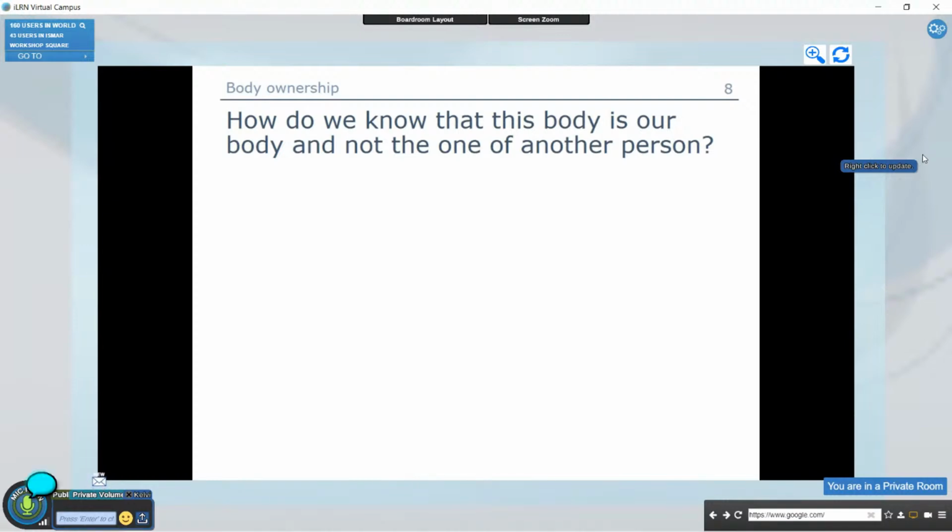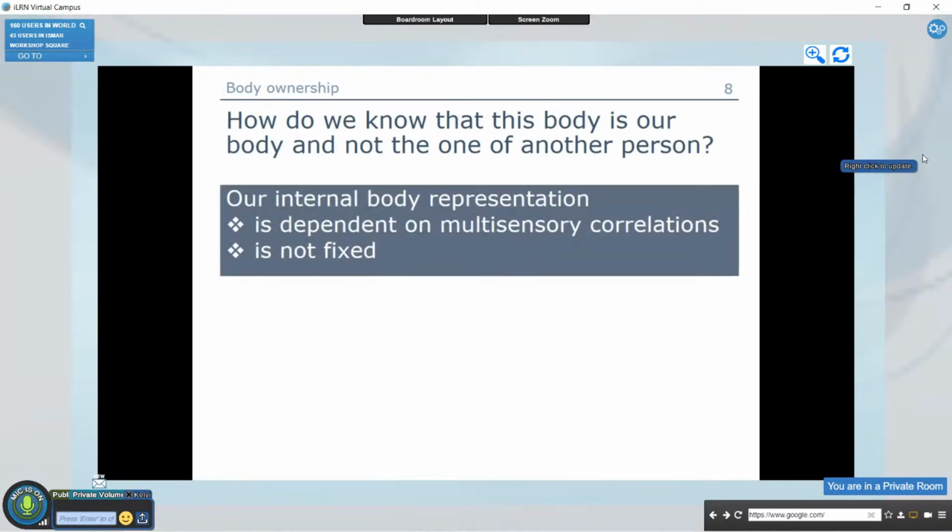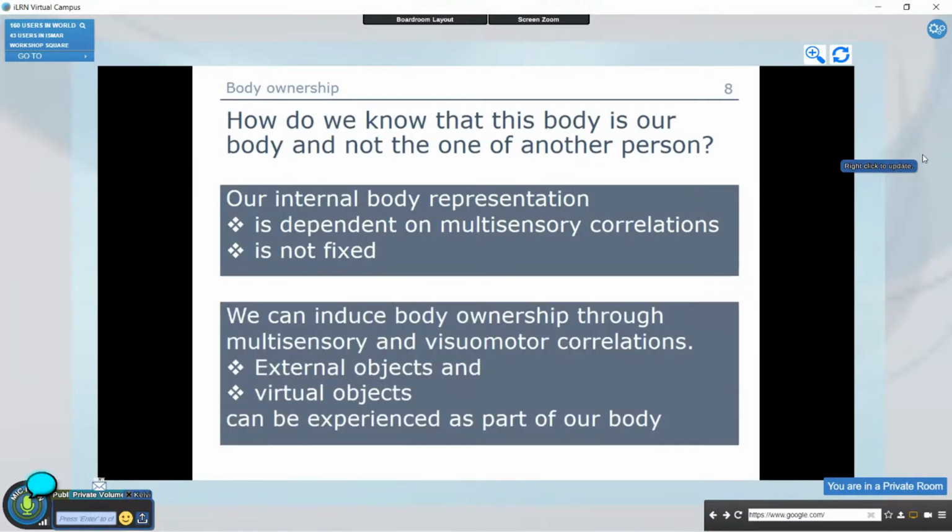So how do we know that this body is our body and not the one of another person? We have seen a series of experiments showing that when multisensory input correlates, our brain infers body ownership. This means that our internal body representation is dependent on multisensory correlation and is not fixed. This also means that we can induce body ownership through multisensory and visual motor correlations. This way, external objects and also virtual objects can be experienced as if they were part of our own body.